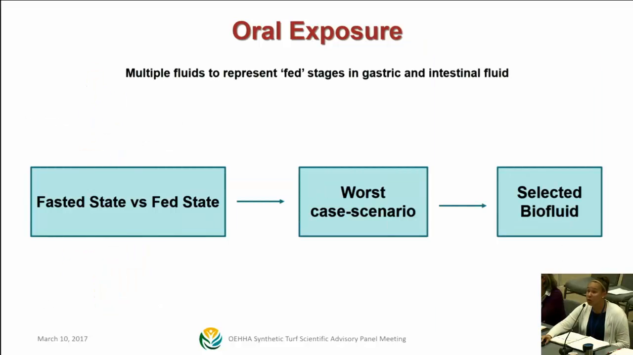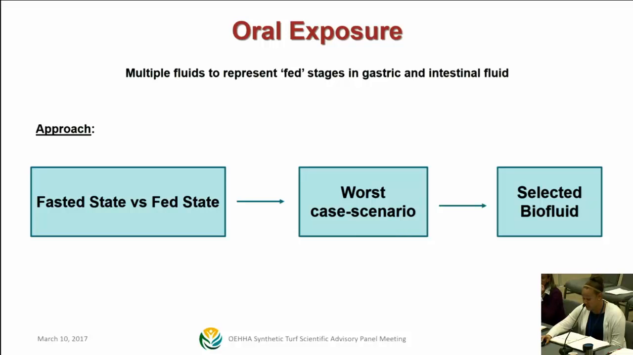So we presented multiple fluids to represent the gastric and intestinal fluids, both a fasted and a fed state. Since food can impact the type and amounts of chemicals that can be absorbed, our approach is to do a fasted state versus fed state comparison in the testing to determine which one would be a worst case scenario and use that as our chosen biofluid for the study.